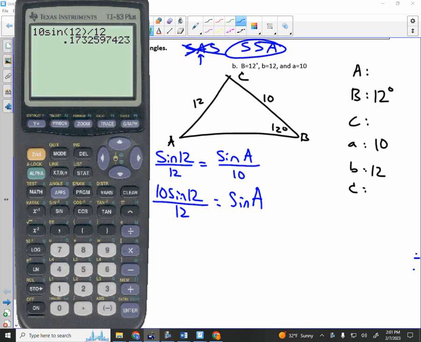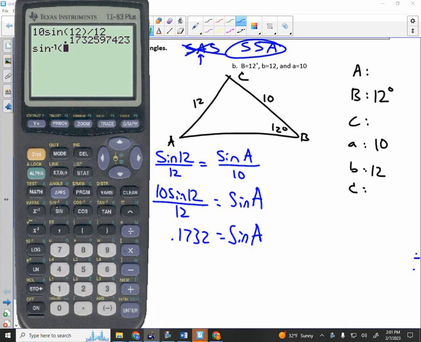And I get this decimal, 0.1732. Do you remember when we were doing right triangle trig, if you were trying to find an angle, what did you press on your calculator? Yeah, you did the second sine, right? So if you're trying to find the angle, you have to do second sine of that.